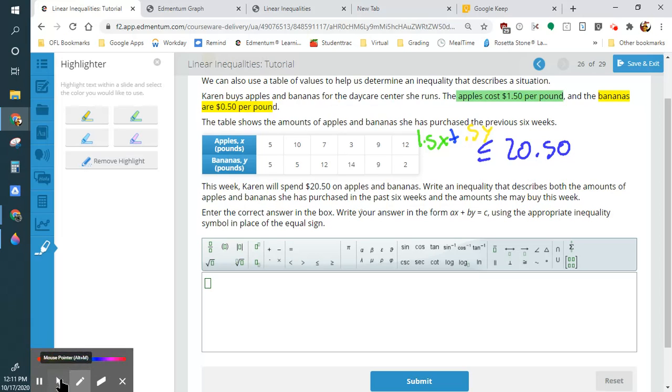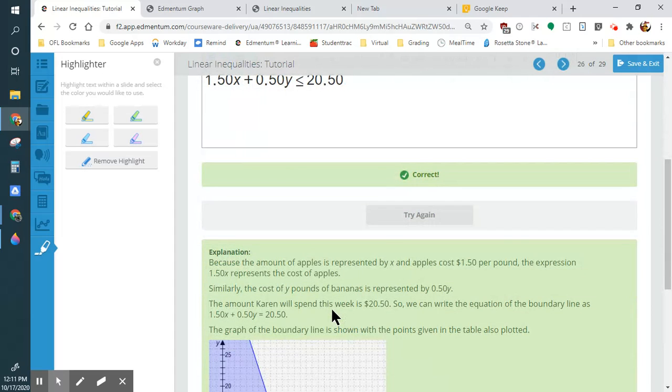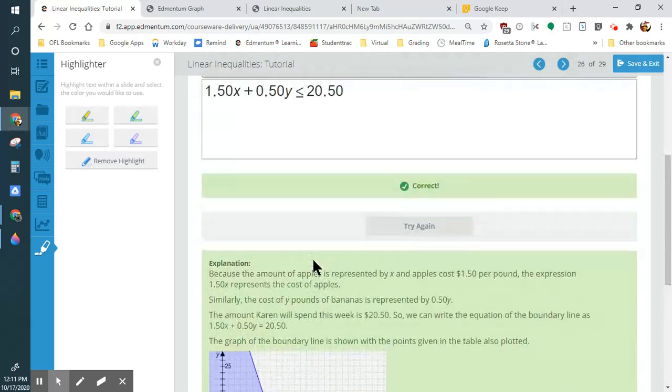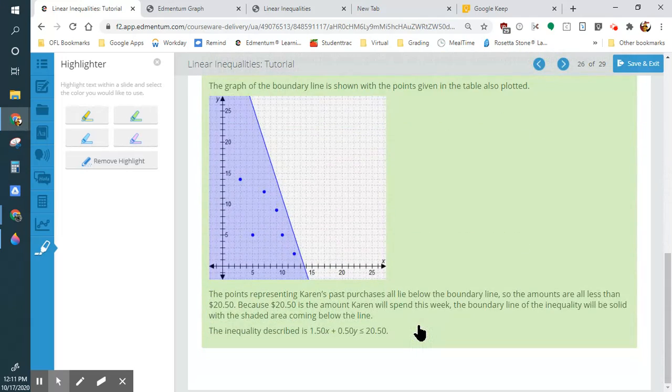All right, let's type this in. We're going to do 1.50 times X. And I should definitely check to see if they labeled it, both amounts, write it as approximately. So they don't even tell us which symbol to use. Then we're going to do plus 0.50 Y for bananas, and we have to have less than or equal to 20.50. I was really worried that they were going to get picky on which variables I was using. I don't know if this would work otherwise, but let's keep going.